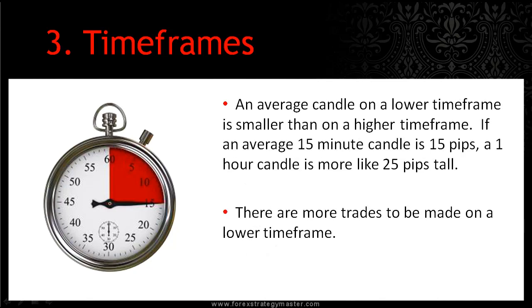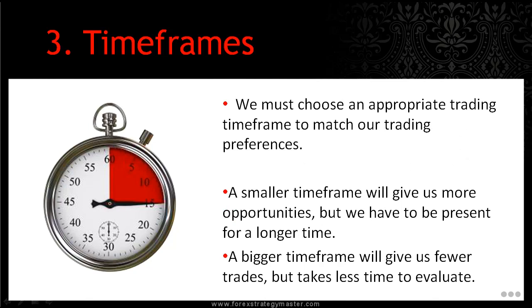An average candle on a lower time frame is smaller than on a higher time frame. This is smaller in length. If the average 15-minute candle is 15 pips, a 1 hour candle would be more like 25 pips. There are more trades to be made on the lower time frame because more candles can be produced in the same amount of time. We must choose an appropriate trading time frame to match our trading preferences.